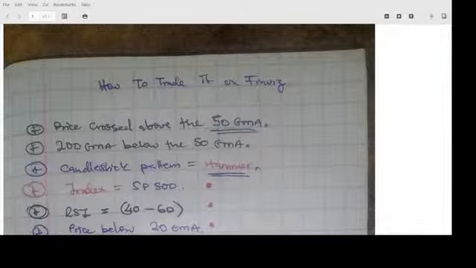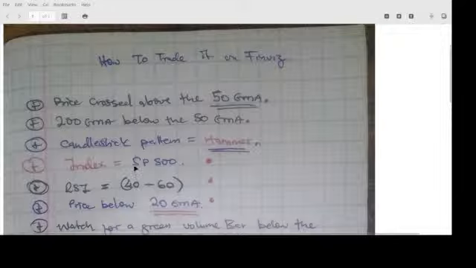In this case, we have chosen the hammer. Number three, choose the index. Make sure it's SP 500. Okay. Number five, make sure the RSI is between 40 and 60. Now, in order to implement this 40 to 60 RSI, make sure the price is below the 20 EMA, right? That's very, very important.